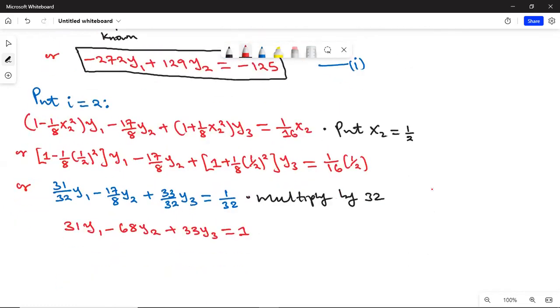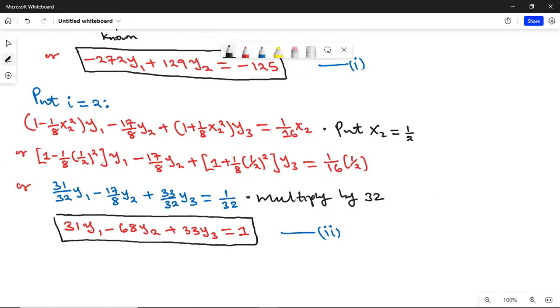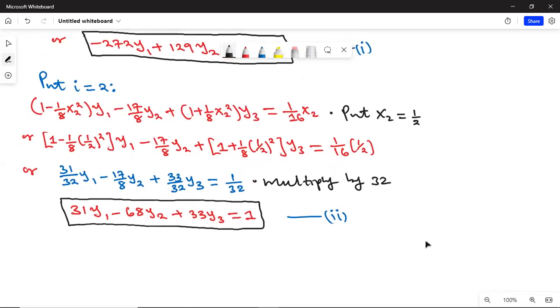So let me bracket it. You can write this is equation number 2, and we bracket this equation. And finally, we need to know what will be the equation when i is equal to 3, because we said we are iterating 3 times.